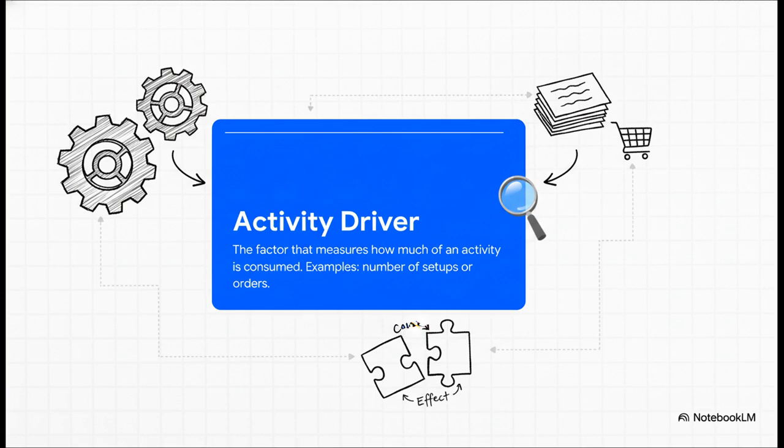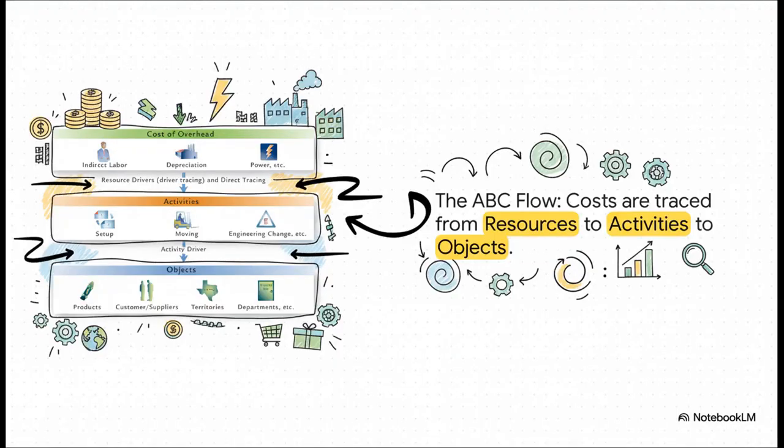For processing orders, it's the number of orders. You see? It's a direct cause and effect link. And here's how it all plugs together. It's actually a pretty logical flow.